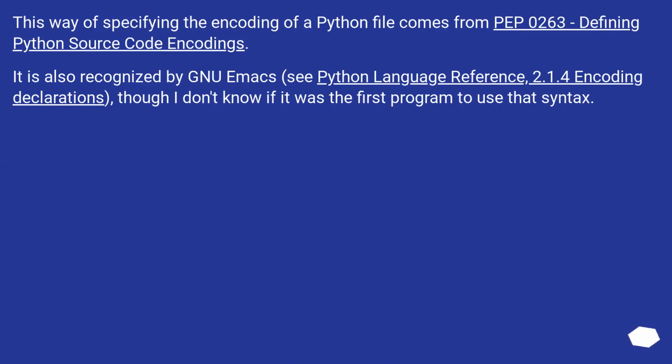This way of specifying the encoding of a Python file comes from PEP 263, defining Python source code encodings. It is also recognized by newer Emacs. See Python language reference 2.1.4, encoding declarations, though I don't know if it was the first program to use that syntax.